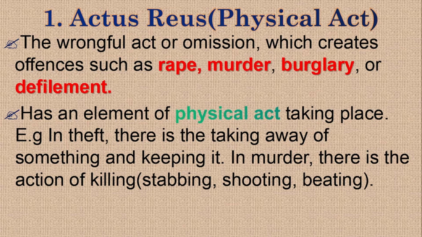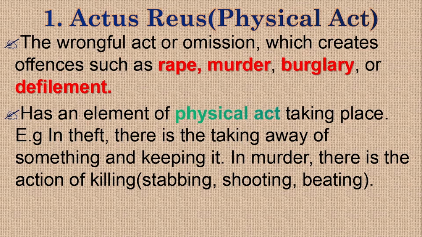In murder, there is the action of killing. So you can stab this person, shoot this person, beat this person, or any other way that you kill this person. So in other words, every crime has a physical act that is taking place, meaning someone is performing an action, physically doing something. So actus reus just talks about the physical act that you perform when you're committing a crime.